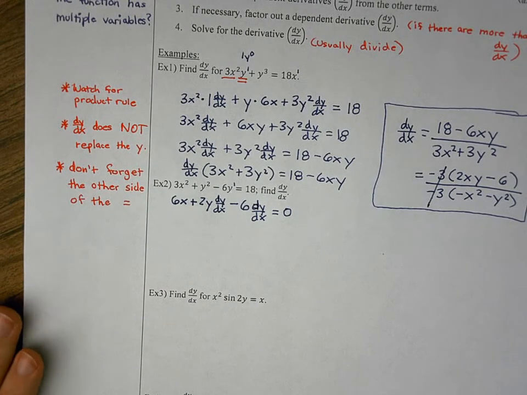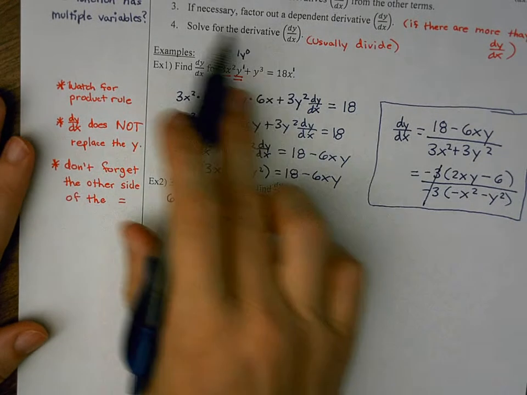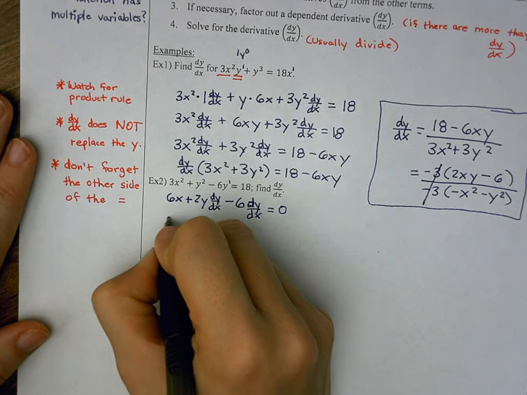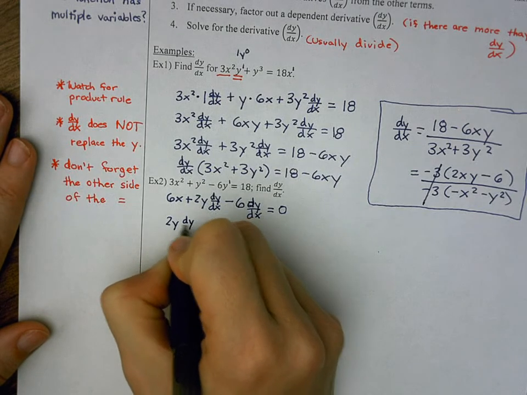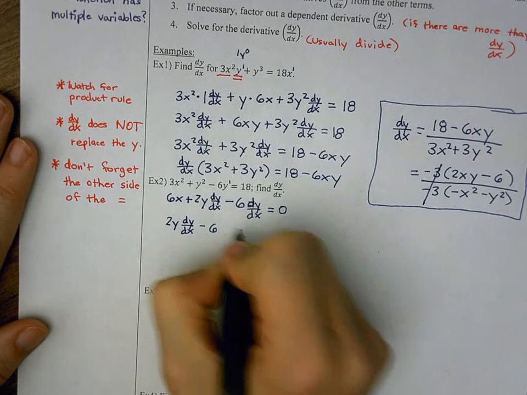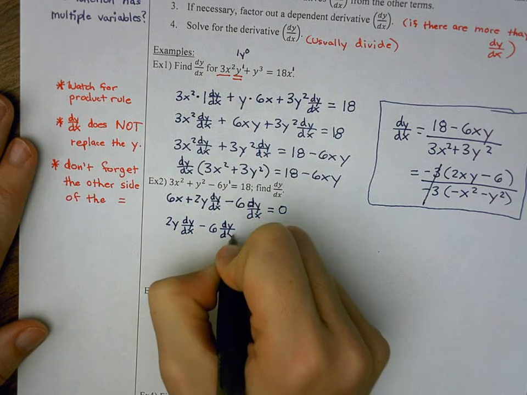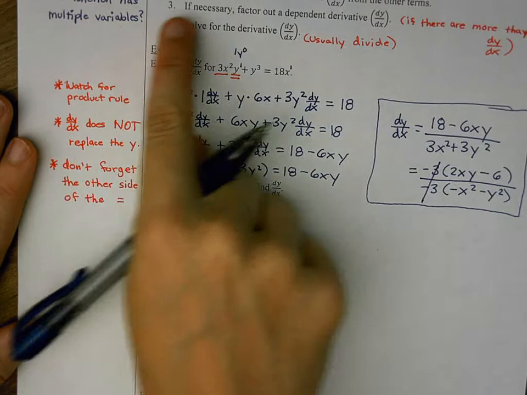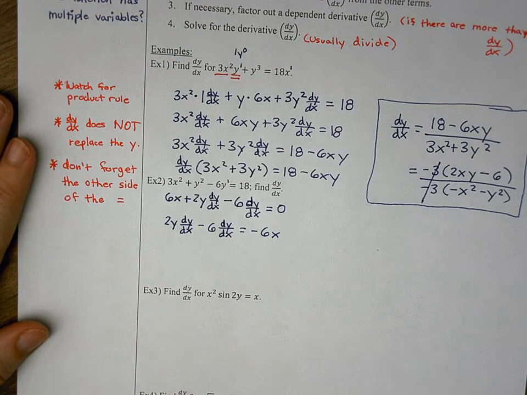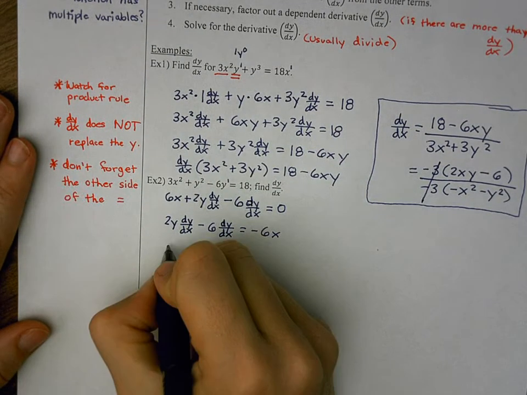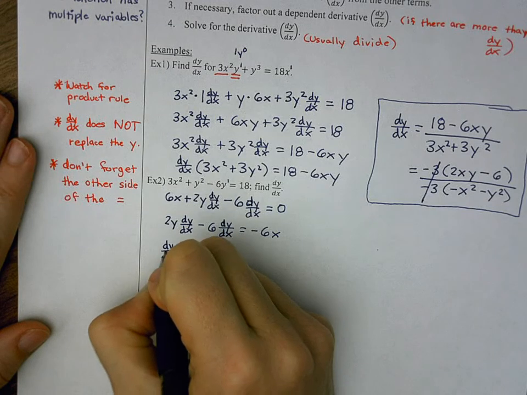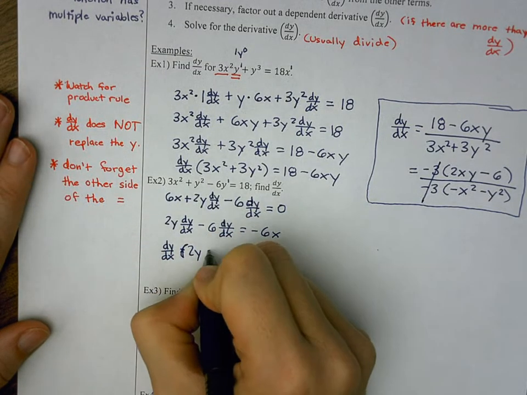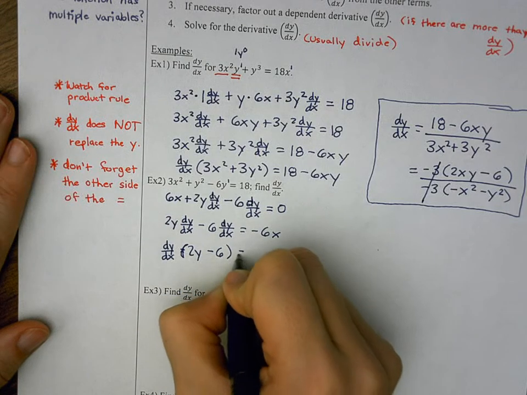Okay? And then we're finding dy dx, so separate the dependent derivatives from the other terms. In this case, the 6x is the only one without a dy dx, so I'm going to subtract that to the other side. Okay? If necessary, factor out a dependent derivative. If there is more than one dy dx, which there is in this case, let's go ahead and factor out that dy dx. We'd have a 2y left over in my first term and a minus 6 in my second term.